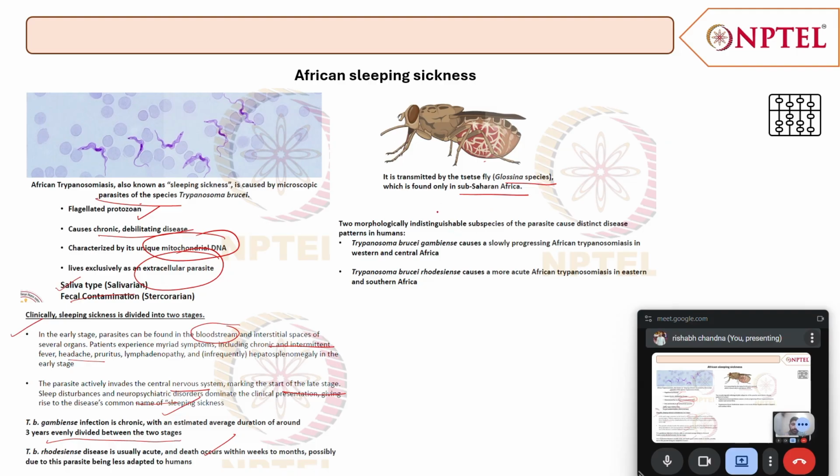So there are two morphologically distinct species that cause distinct disease patterns in humans. First, we have gambiense, which causes slowly progressing African trypanosomiasis in Western and Central Africa, and we have rhodesiense, which causes a more acute African trypanosomiasis in Eastern and Southern Africa. So that's why this is more deadly as compared to the gambiense one.